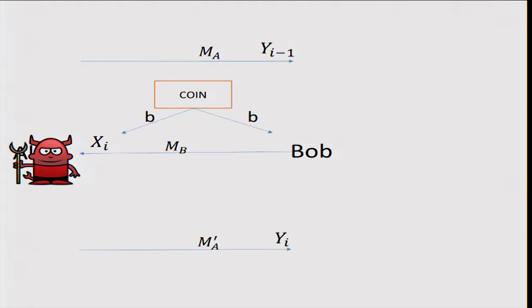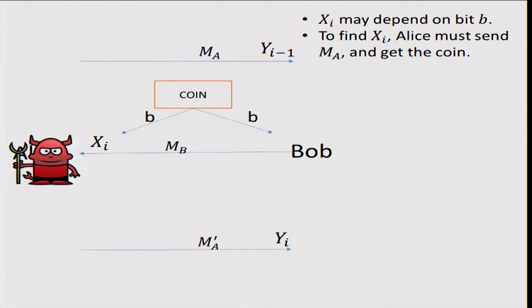There's a coin functionality which the parties can access, and the value of Xi can depend on this bit B. Now, in order to find Xi, Alice must send the message MA and get the outcome of the coin. But if she does that, it will be too late for her to force Bob to output Y_{i-1}. Now, what does Alice do?